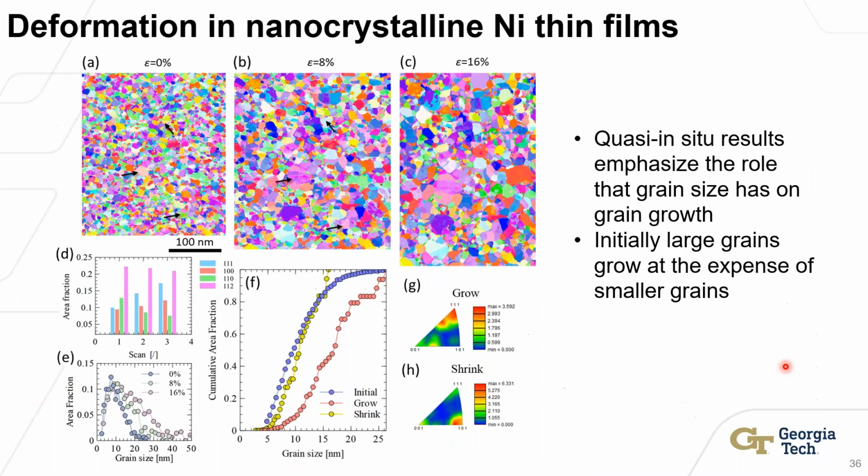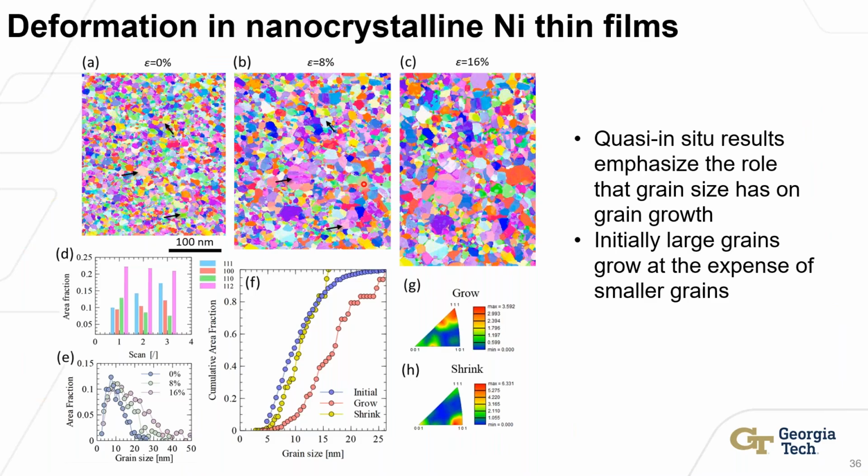Now we'll go to a second example, and this example is really taking advantage of the statistical data sets you can get using 4D STEM. Now we're just looking at nanocrystalline nickel thin films, where we don't have this large grain size distribution. So we can't as easily directly observe deformation mechanisms, but we can collect very large statistics.